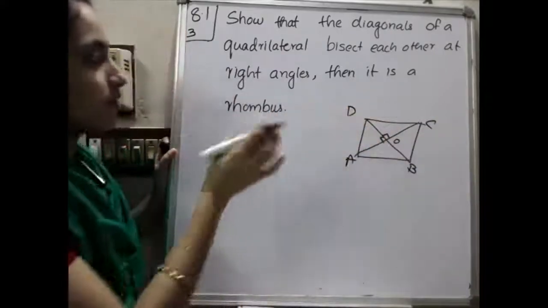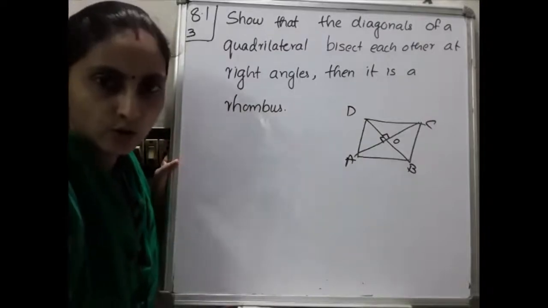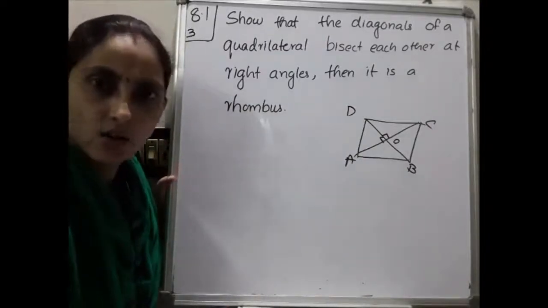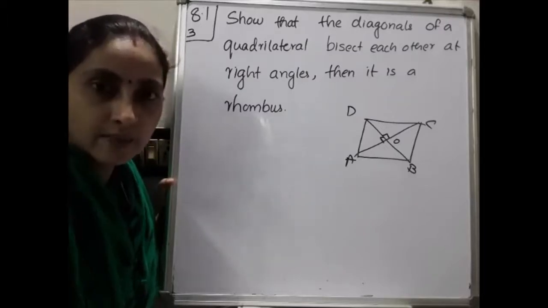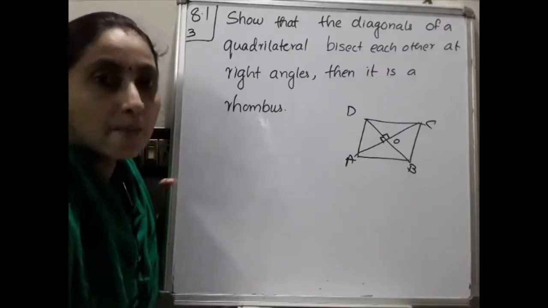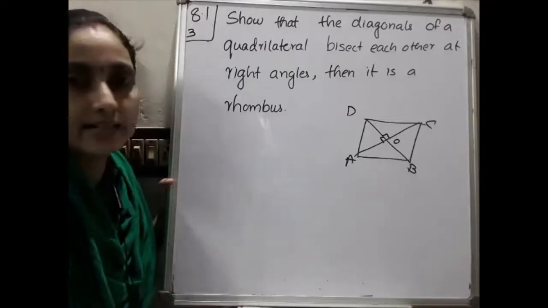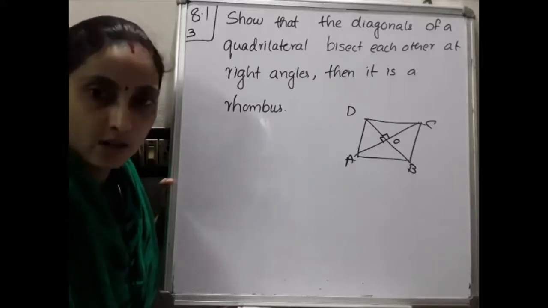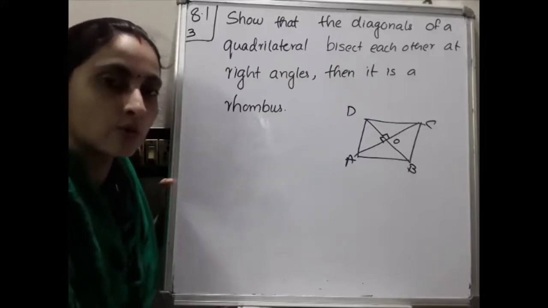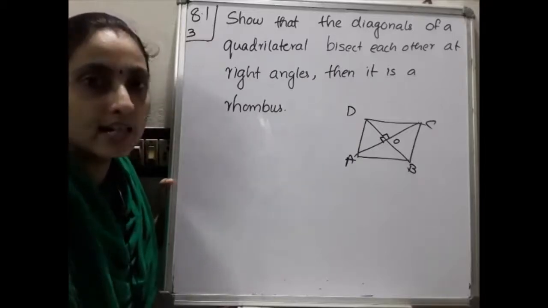Then we want to prove it is a rhombus. For proving it is a rhombus, what we have to do? What type of a figure is a rhombus? It is a parallelogram itself, is it? So first of all, you have to prove that it is a parallelogram. Then from that we have to prove it is a rhombus. Whenever we want to prove it is a rhombus, you have to prove first is it a parallelogram, then you have to prove it is a rhombus.